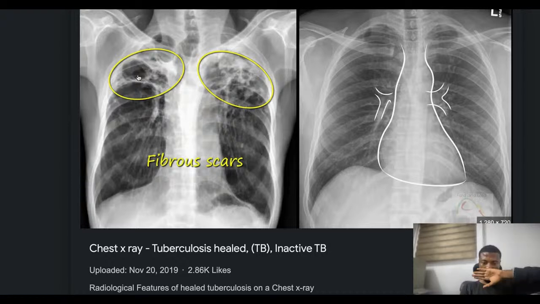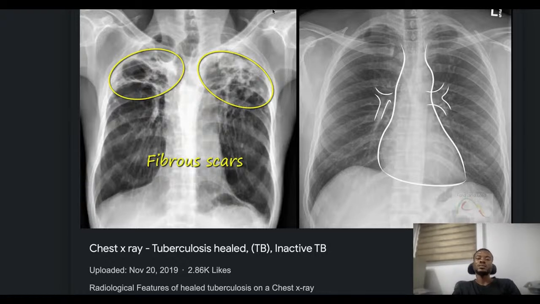Look at how the Mycobacterium tuberculosis infection, the granulomatous infection, has been able to just destroy these portions of what? Of the lung, the apices of the lungs. And now the body has replaced those places with what? With fibrous tissues, with scars. So instead of having lung tissues as it is here, we now have scars, fibrous tissues. It is going to impair the function of the lungs.